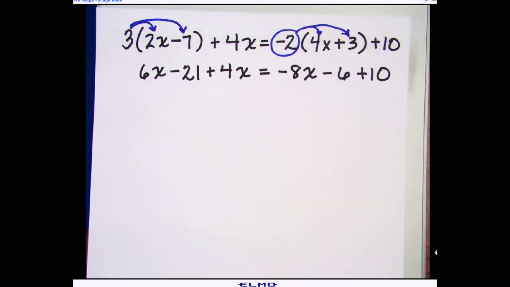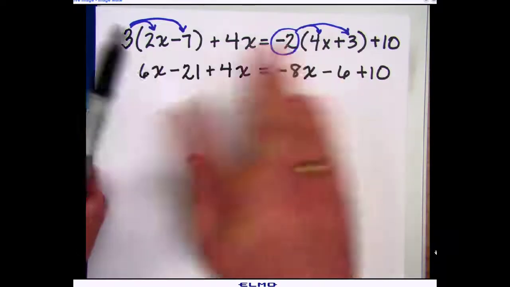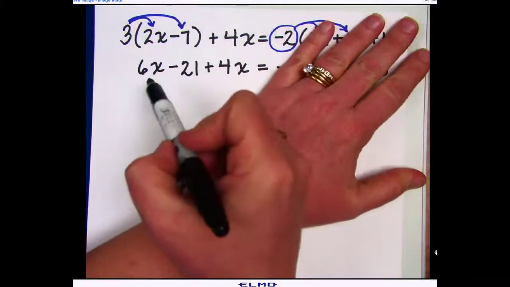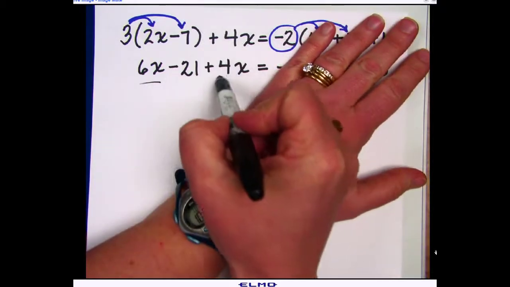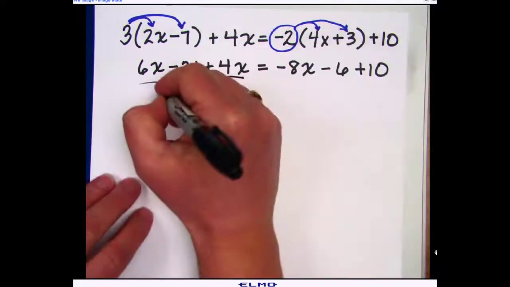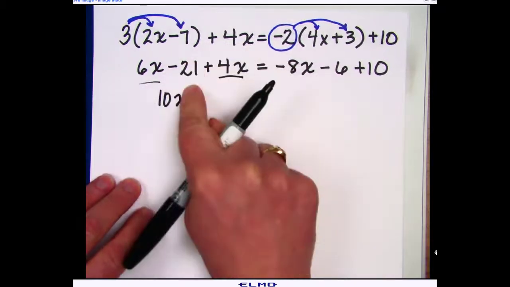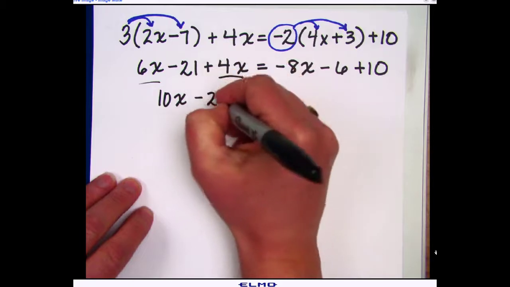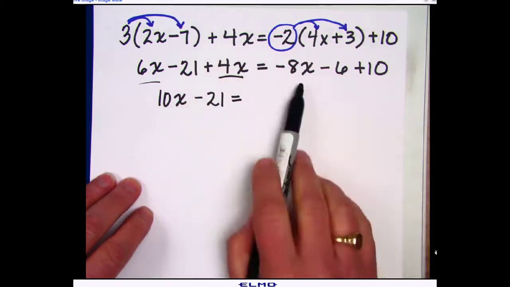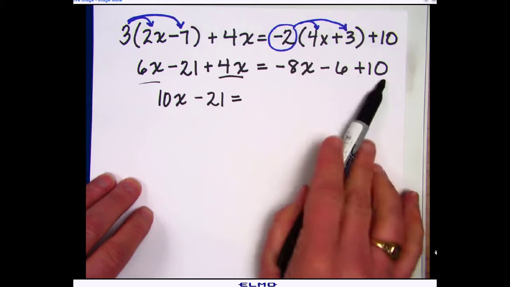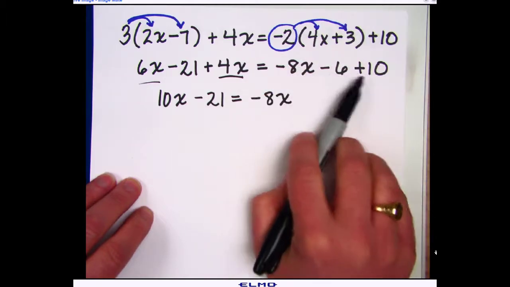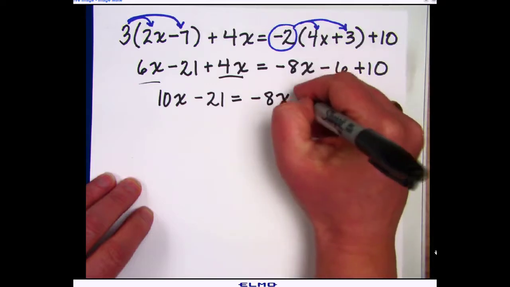Now, before I start moving things to one side or the other, I'm going to look on each side of the equation and combine any like terms. So on the left-hand side, I have a 6x and a 4x that I can combine to give me 10x. I have a -21, but nothing to combine it with on the left-hand side. On the right-hand side, I have a -8x, nothing to combine it with. And then -6, +10 combined to give me 4.